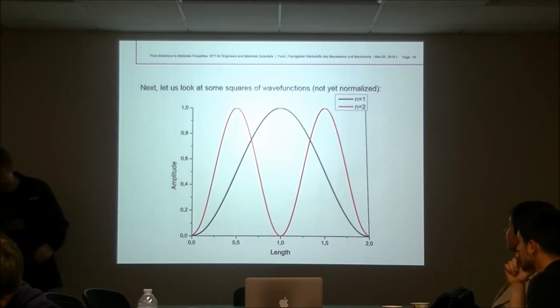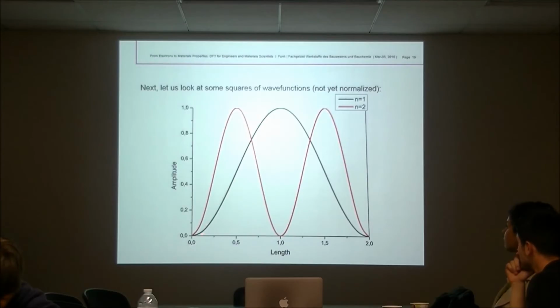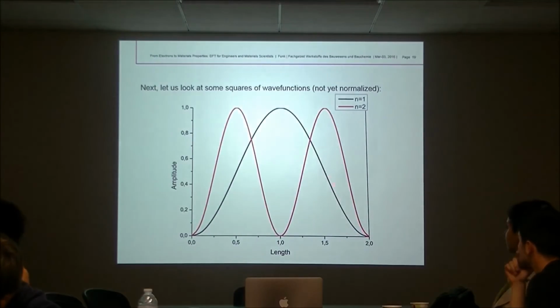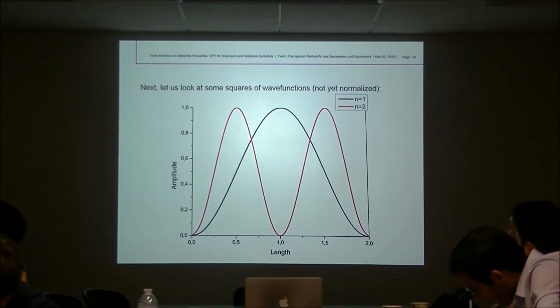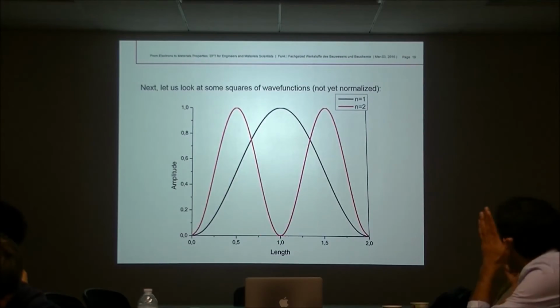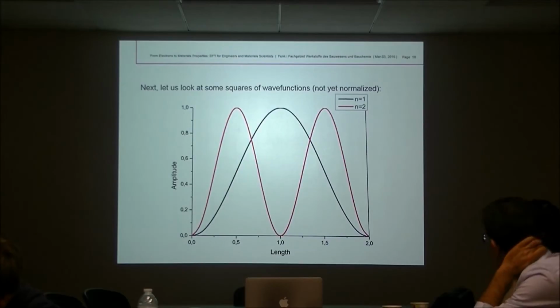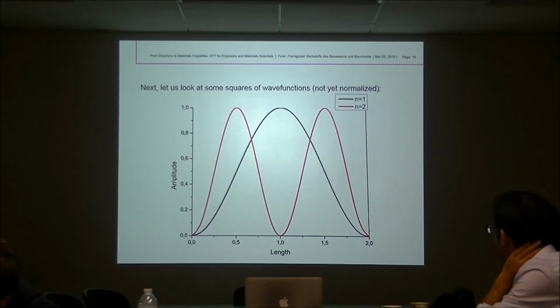The same probability at any position. And now we compare already with n equals 1. This is a totally different picture. And it gets even better when we go to n equals 2. We have a total 0 probability to find it in the middle of our box. This is definitely not what we expect from classical mechanics.